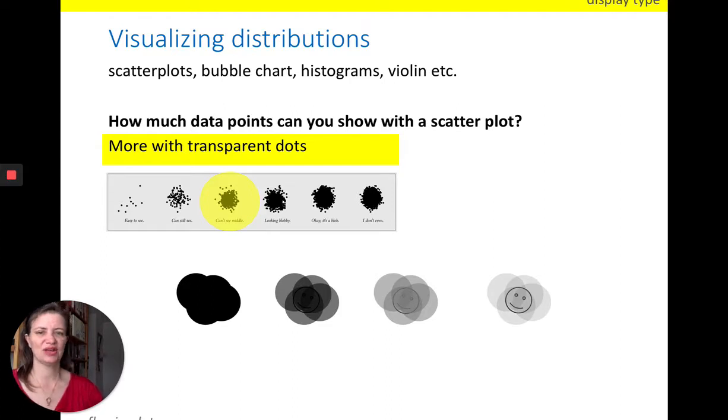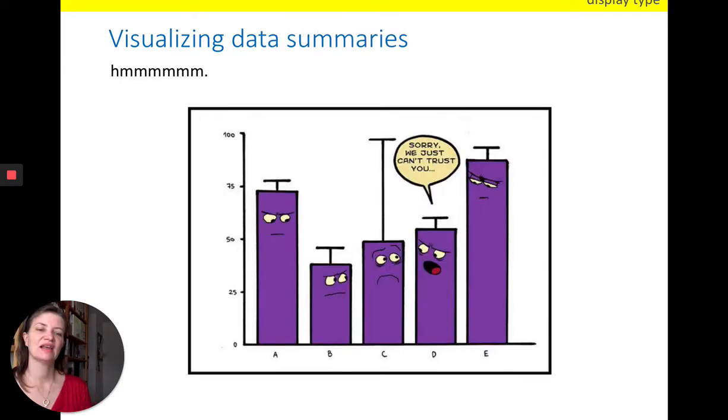However, even with transparency, you cannot salvage a plot that looks like this. What you then need to do is make summarizations of the data. So where's the mean? How is the distribution of the data, etc.? Very often summarizing plots look like this in scientific papers.